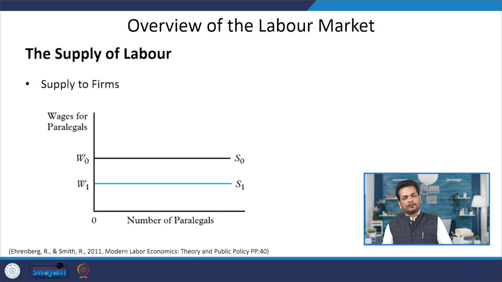Now, let us try to understand what is going to happen to the supply of labor to a particular firm. There could be many firms in this paralegal industry. Let us try to understand what is going to happen to the supply of labor to a particular firm in that paralegal industry. There could be many firms hiring these paralegals. So, having decided to become a paralegal, an individual would then have to decide which offer of employment to accept.